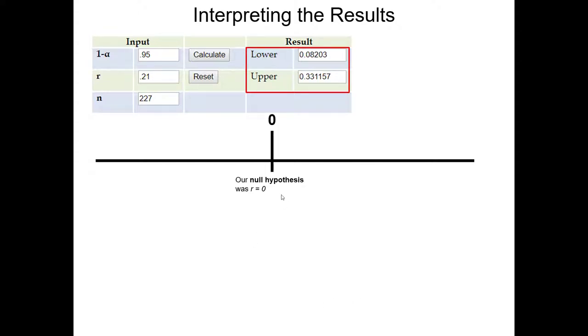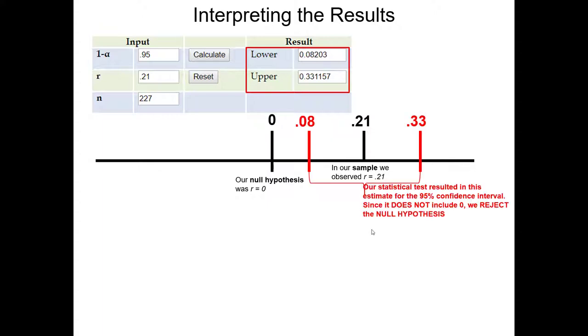Recall that our null hypothesis was that the correlation coefficient was zero. However, we actually observed a correlation coefficient in our sample of 0.21. Remember, our goal is to project this correlation coefficient to generalize to our population as a whole. But we're not entirely certain because of sampling error. Our lower and upper boundaries of this correlation coefficient say that it's somewhere between 0.08 and 0.33 with 95% confidence. Therefore, we reject the null hypothesis that the correlation is zero.